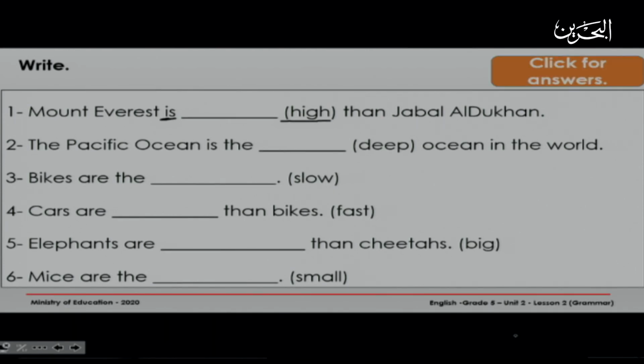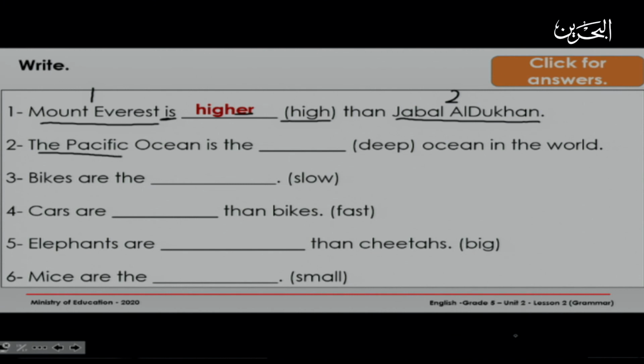Now let's check your answers. Let's look at number 1. Mount Everest, group number 1, is blank than Jabal al-Dukhan. This is group number 2. What do you think is the answer? Higher. We added ER to the adjective. Well done.